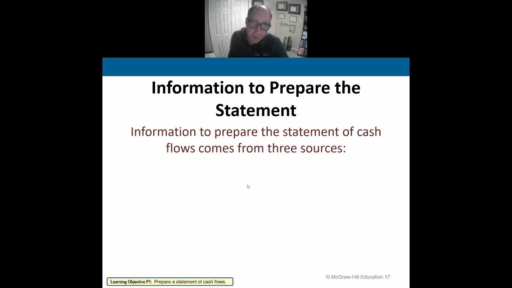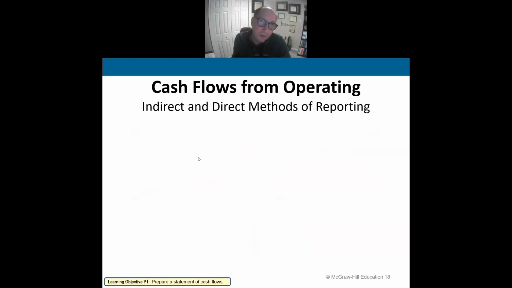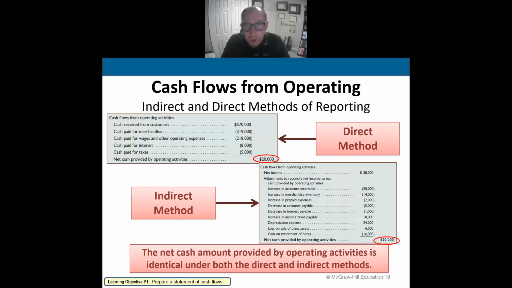So, a couple of pieces of information you need to prepare a statement of cash flows. We need the income statement, the balance sheet, and any other information related to cash transactions. We can prepare the operating activities on the statement of cash flows in one of two methods. One is called the indirect method. The other one is called the direct method.